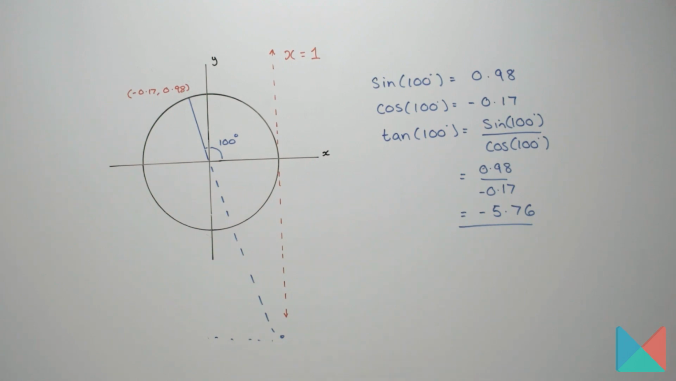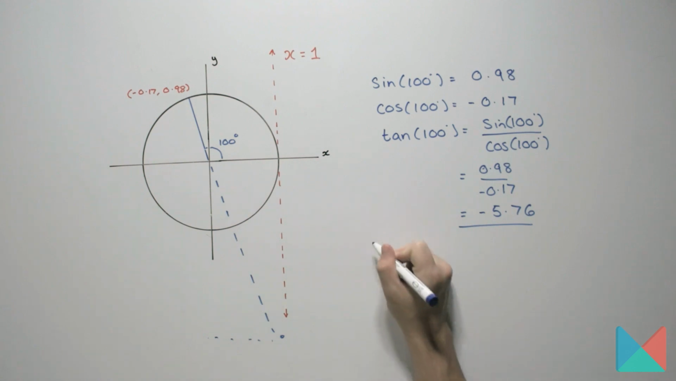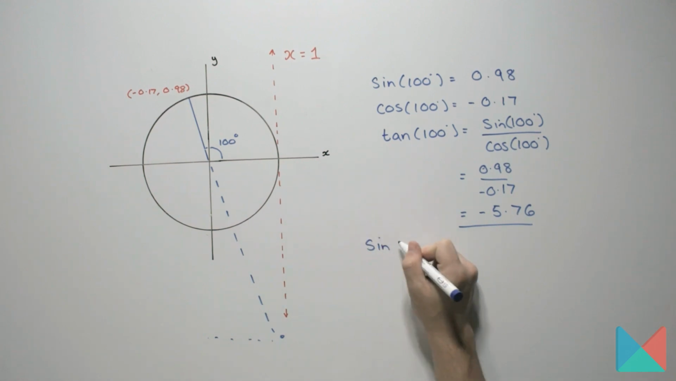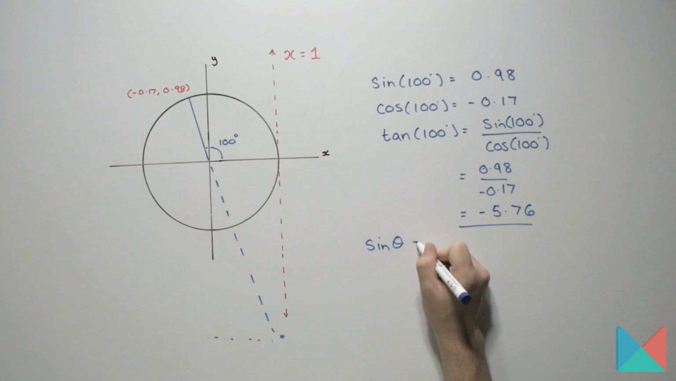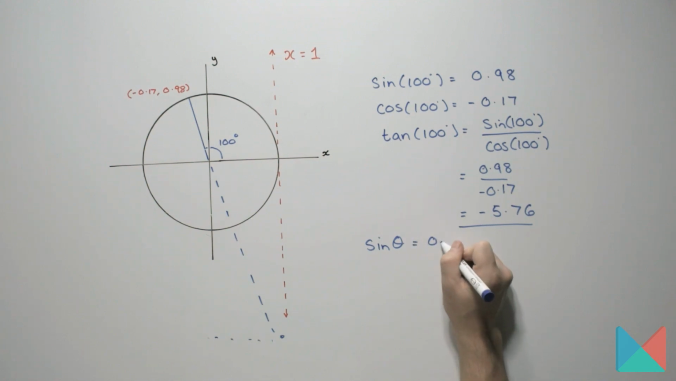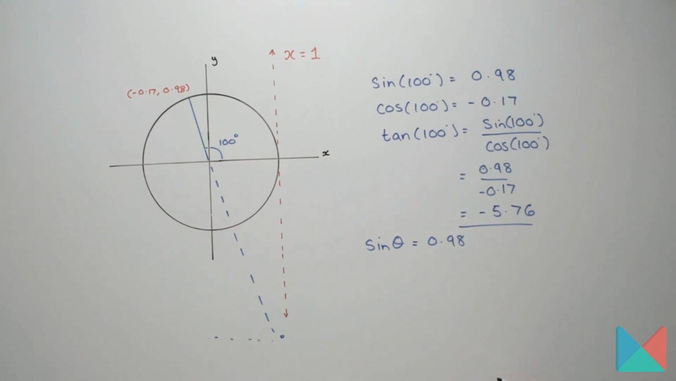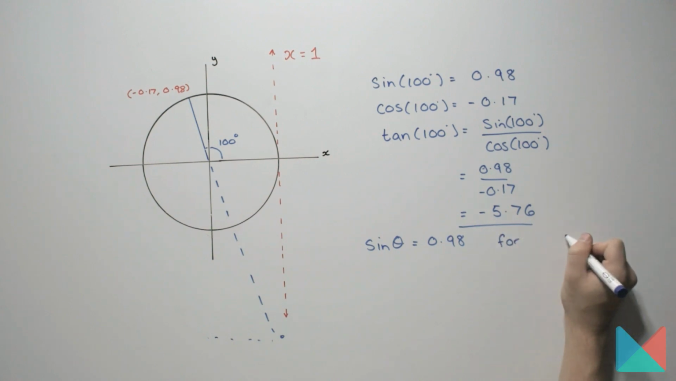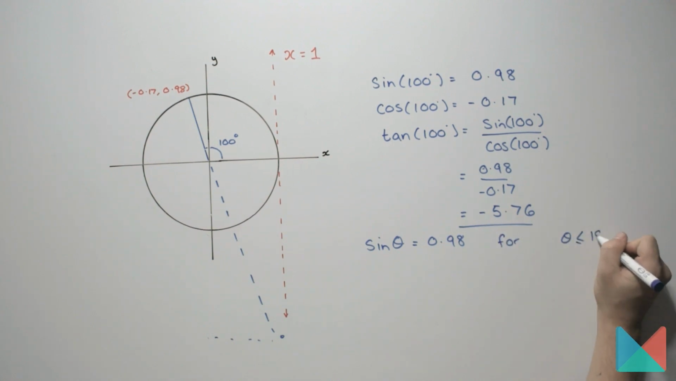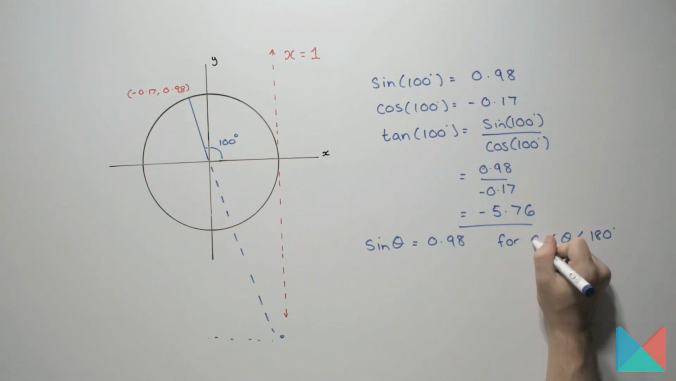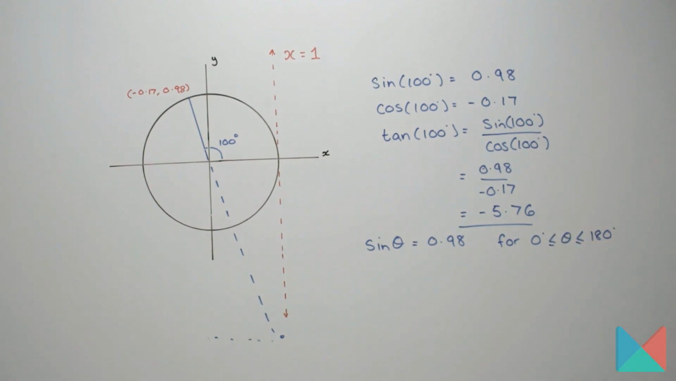Now I want to ask a bit of a different kind of question. I want to ask, what is our angle of theta when sine of theta is equal to 0.98 for angles of theta between 0 and 180 degrees. This problem is almost opposite to what we've been doing so far, where instead of finding the sine value at a particular angle, we're trying to find the angle at a particular sine value. And we also have to discuss what this domain is doing here.